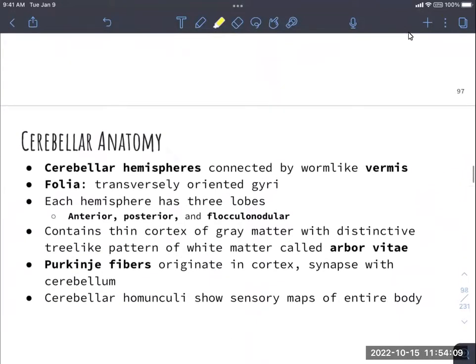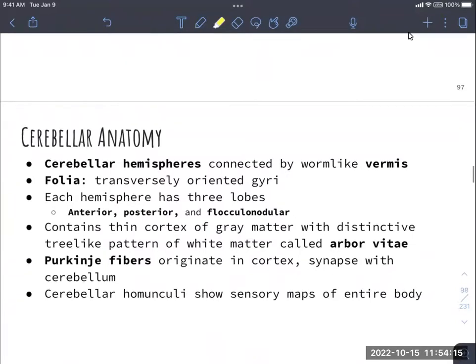Just like your cerebrum has hemispheres, so does your cerebellum. And they're connected by what is called a vermis. We have folia in the cerebellum, which are the gyri of the cerebellum. They run transversely, so they kind of all go across.